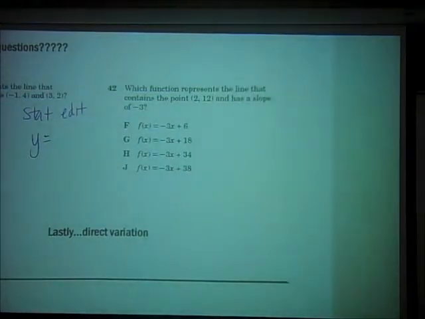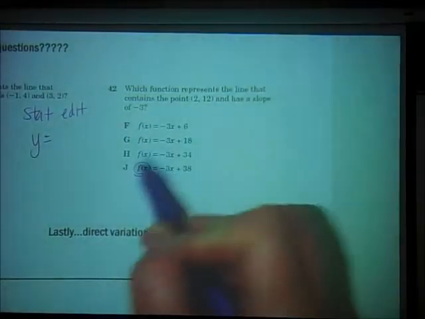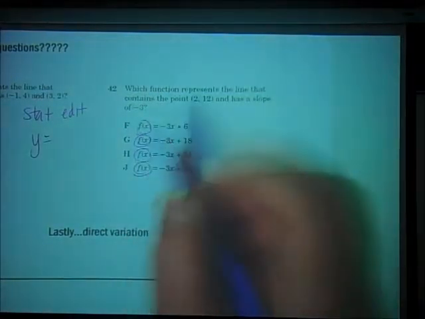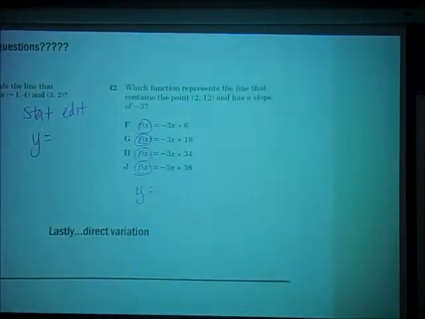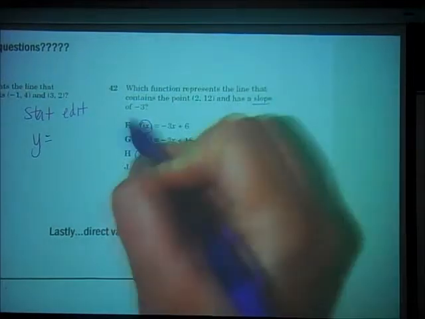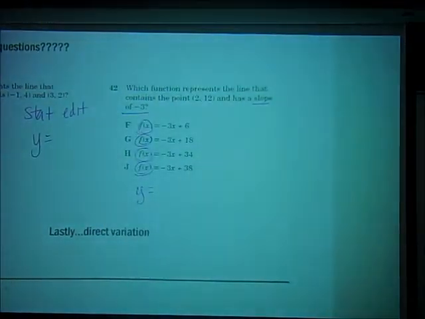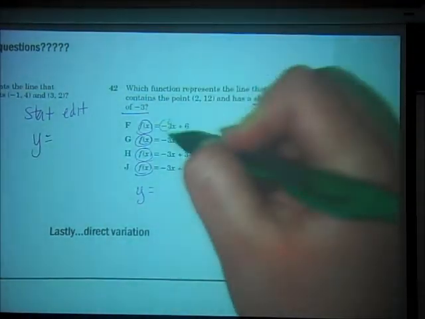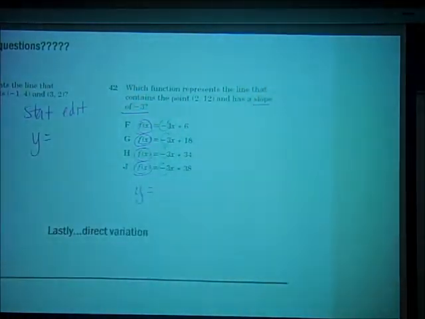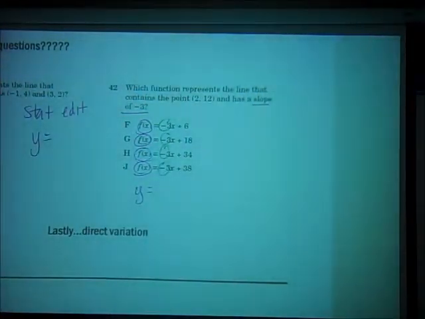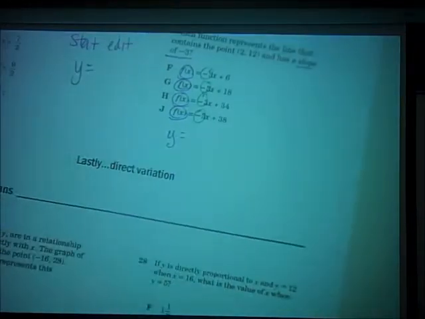42, same type problem. Which function represents a line that contains the point 2, 12 and has a slope of negative 3? First of all, something I want to remind you of, this f of x notation here is the exact same thing as y equals. So it's okay that it's there. You can treat that as y equals. They told us that our line had a slope of negative 3. Well, if you will notice, all of these had a slope of negative 3. So we can't eliminate any answer. So it's just trying to figure out which one contains the point 2, 12.